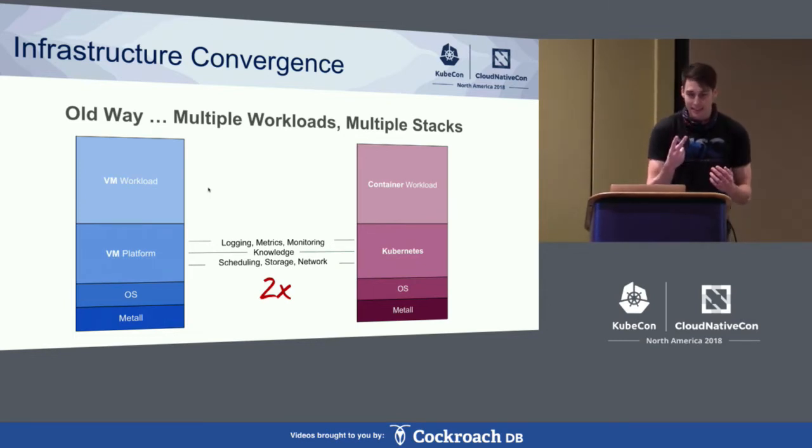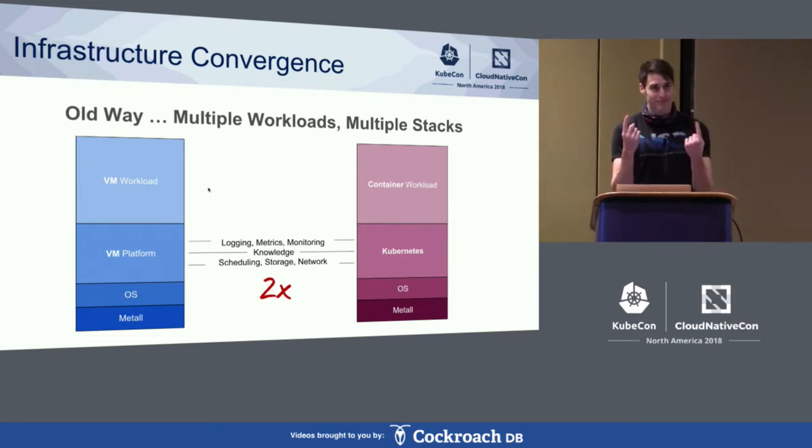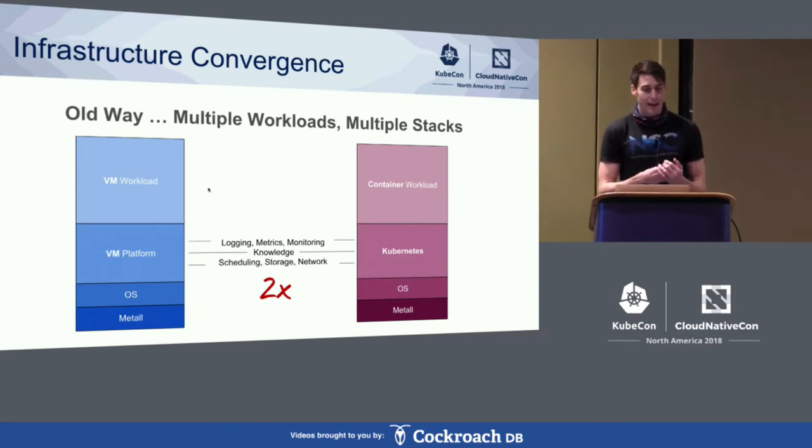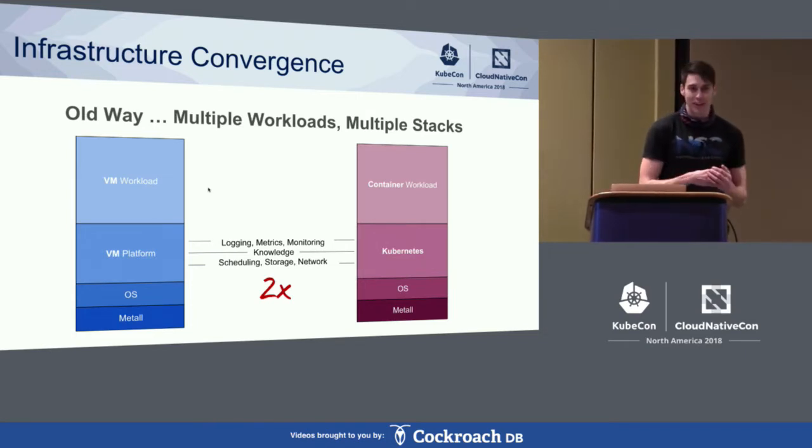So with two stacks, that means you're having to duplicate everything. So you're duplicating your logging, your metrics, your monitoring. You have two schedulers. You're going to have two networks, two storage providers, all of this. And that operational complexity comes at a cost. The more complex an operation is, the more costly it is to operate.